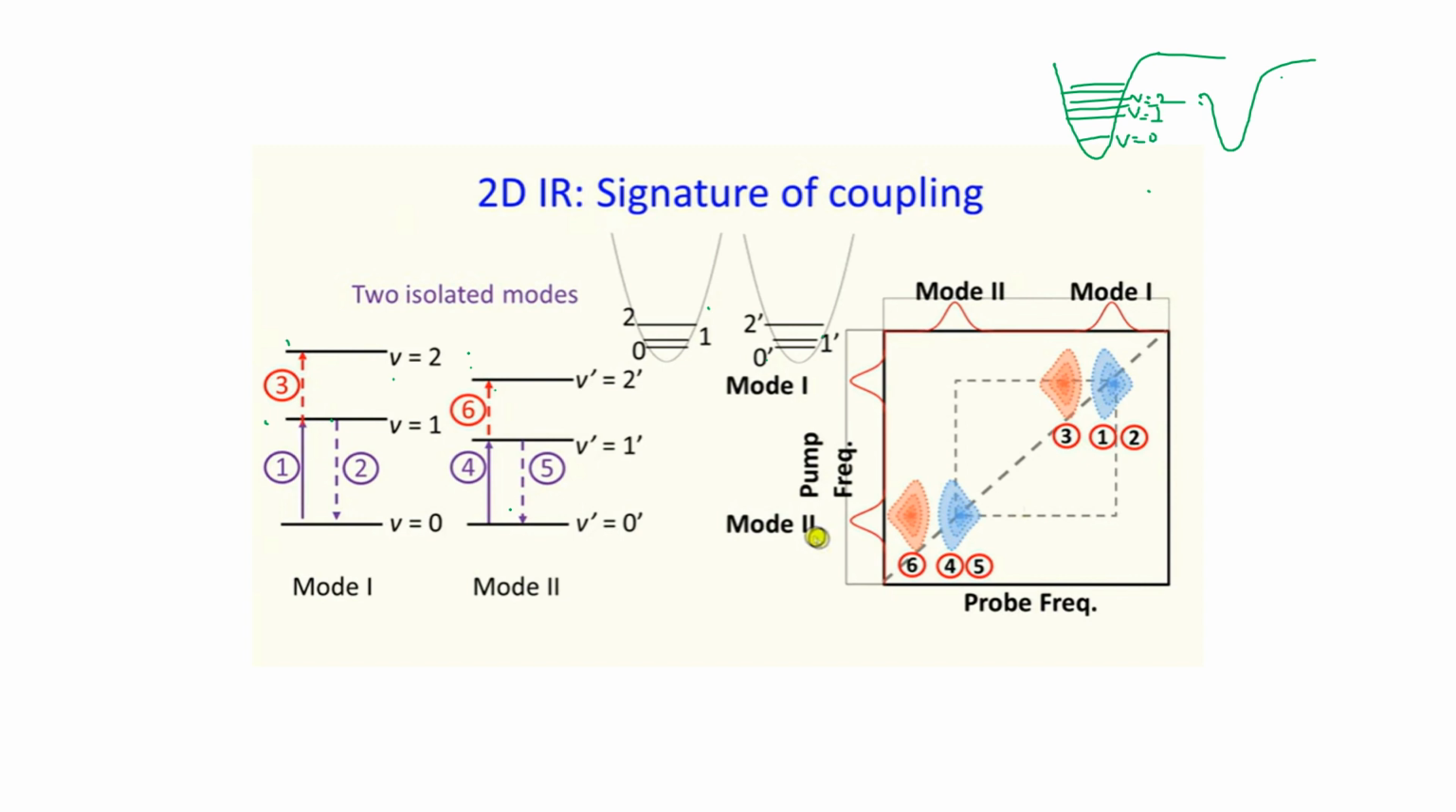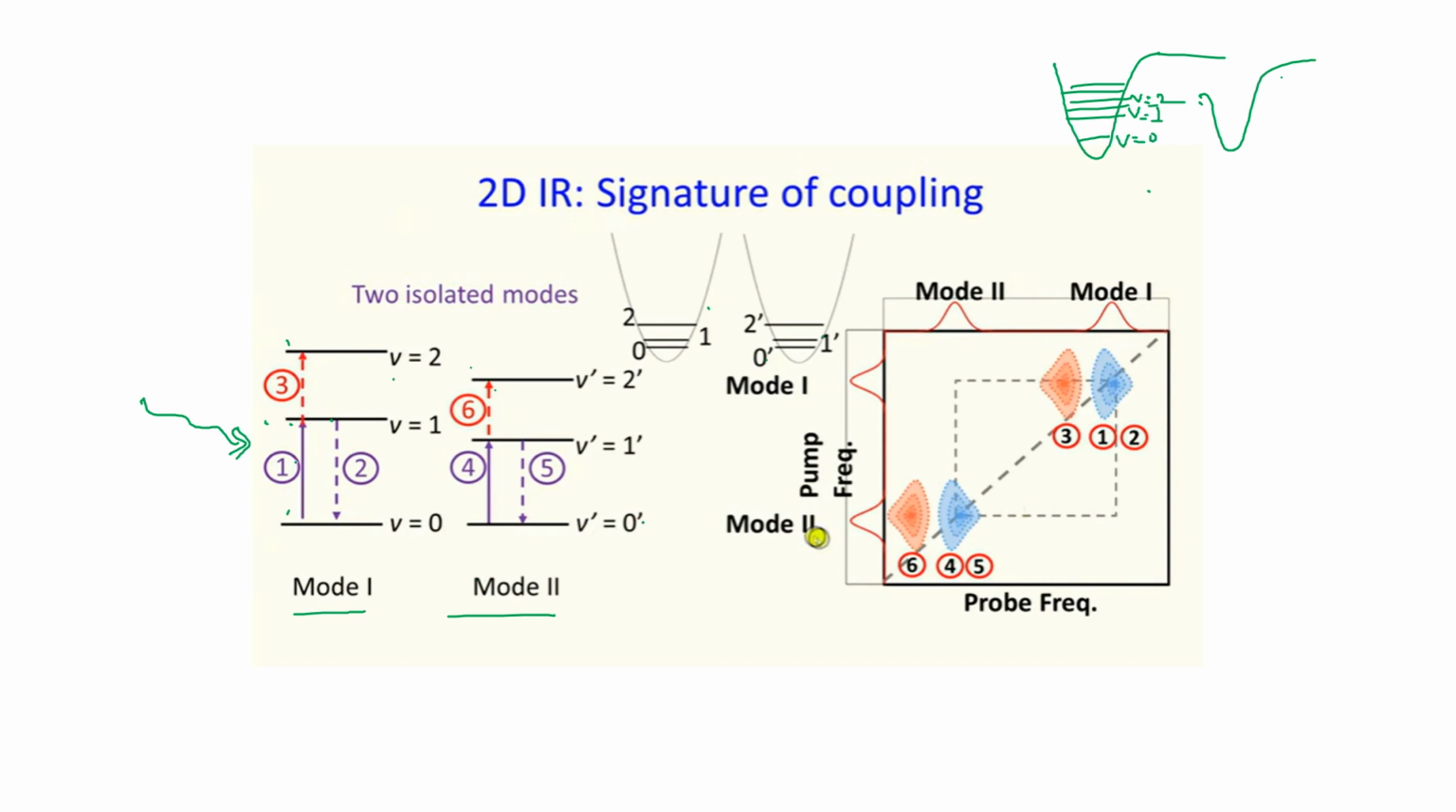Okay. So, see, there are two isolated modes. As we know, 0, 1, 2 are the vibrational levels, and 0 prime, 1 prime, 2 prime are the vibrational levels of the two modes. Now, suppose you have named them mode 1 and mode 2. Now, in this mode 1, initially you are incident with some light that is equal to the band gap between these two levels.